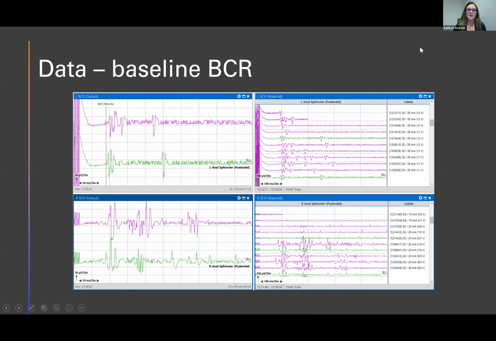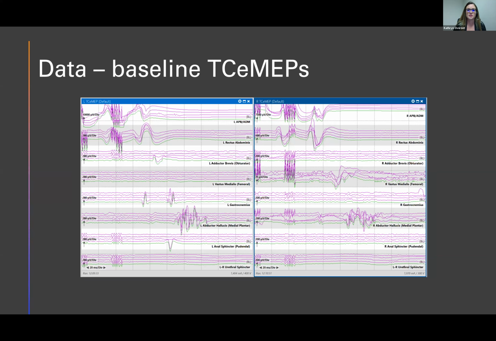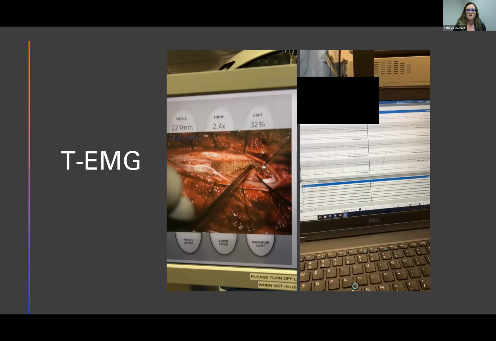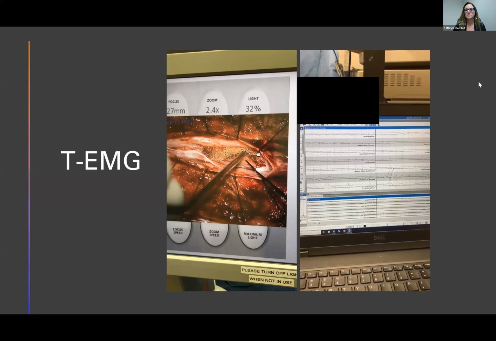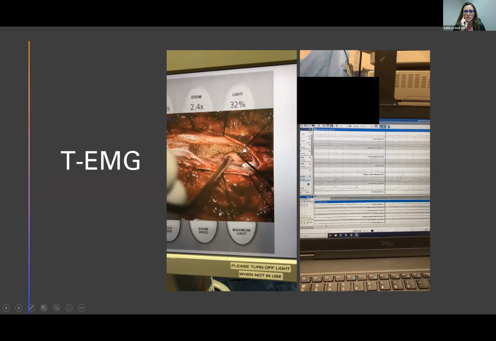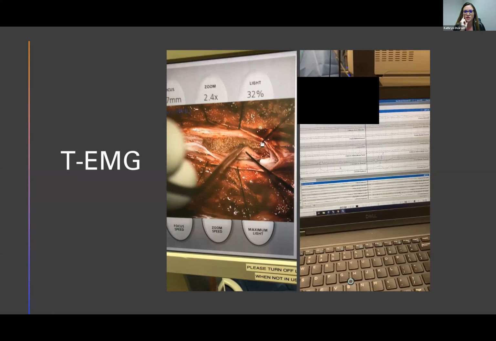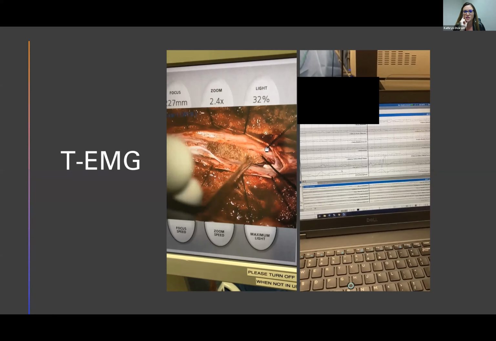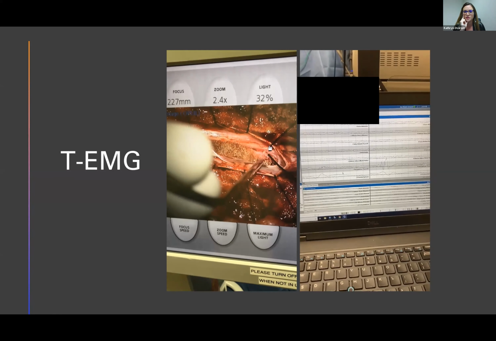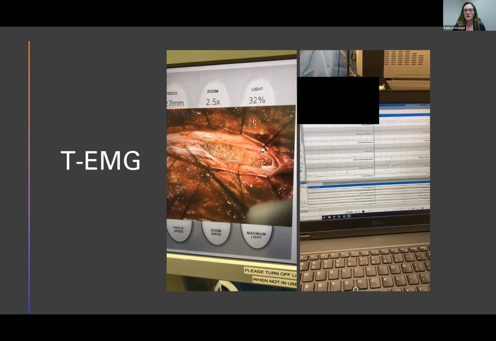Here is our baseline data, nice, beautiful, robust responses from the bulbocavernosus reflex. Our motor evoked potentials had a little bit more difficulty obtaining the responses from the anal sphincter and the urethral sphincter. So we were grateful to have a BCR response. After the surgeon got down to the level of the conus and opened the dura, we went ahead and stimulated. At multiple times, we got responses from the urethral sphincter and from the anal sphincter, and not from any other muscles that were being monitored.